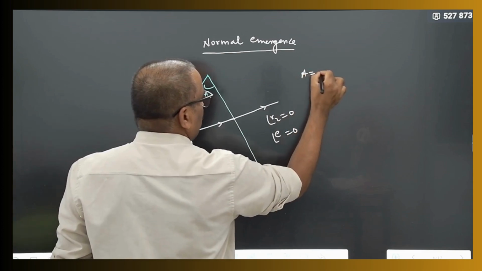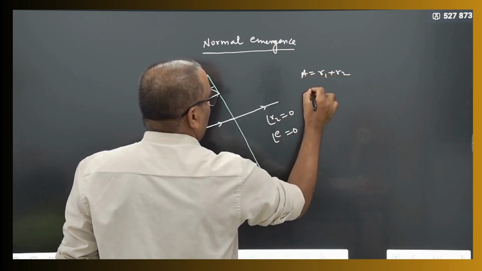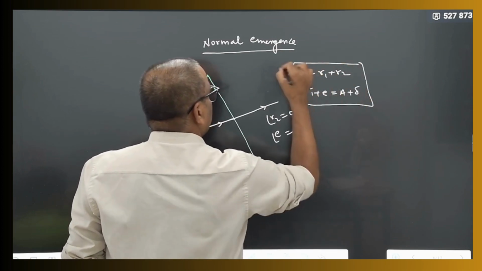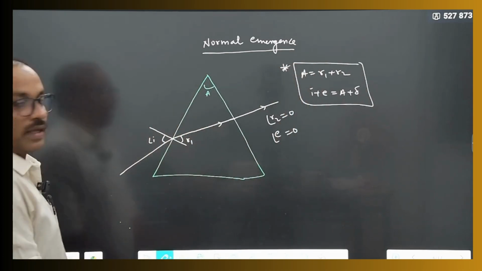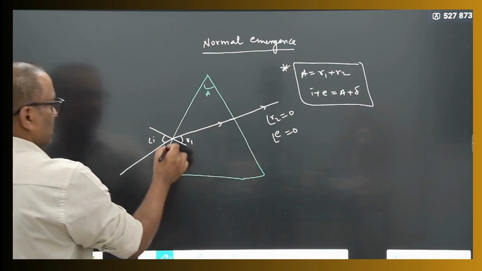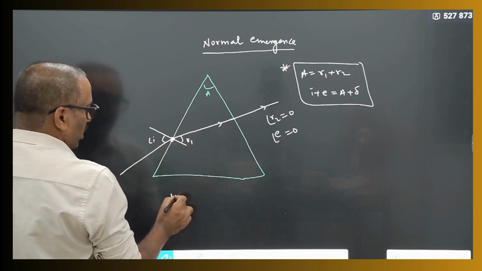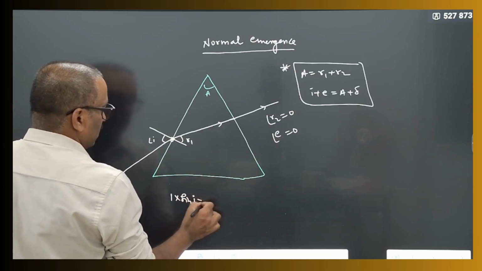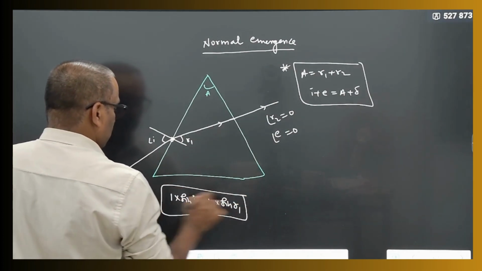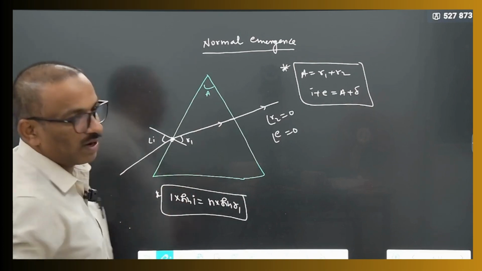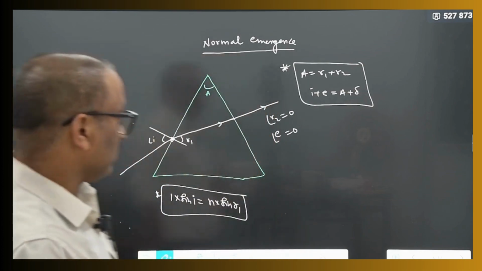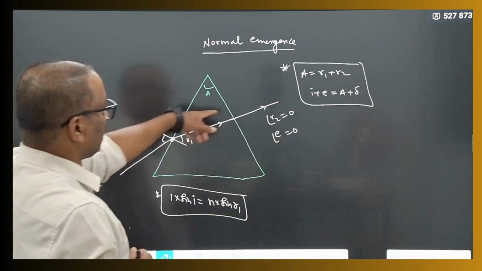Clear? Then again apply the same formulas: A is equal to R1 plus R2, and I plus E is equal to A plus delta. That's all. You can apply Snell's law here, that is 1 into sin I is equal to n into sin R1. That's all. As per the given conditions, you can solve what they are asking very easily. This is your normal emergence.